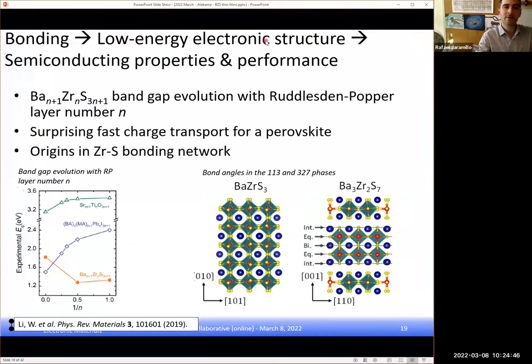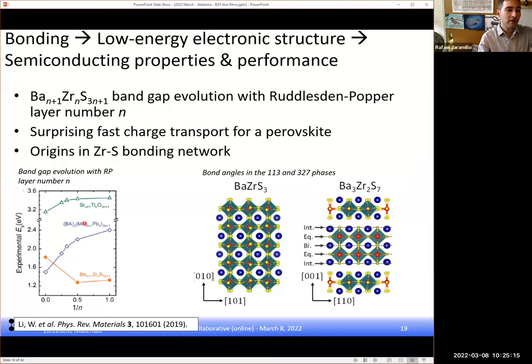Bonding determines electronic structure, which determines semiconducting properties and performance, right? That's like a truism. All right, here's where it gets interesting. If you look at the Ruddlesden-Popper series of the sulfides, what we actually see is that as you confine charge carriers in individual layers, these are sometimes called 2D perovskites, the band gap shrinks. Go from here to here to here.